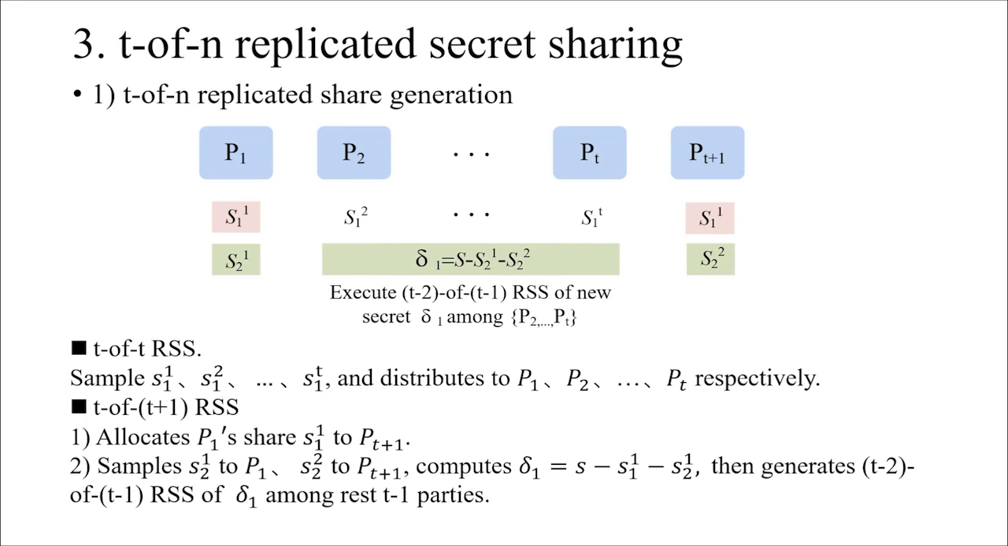There are also some scenarios that require a larger threshold, and we extend the threshold to an arbitrary number to achieve T-of-n RSS. The dealer generates shares in an incremental way like 2-of-n RSS. It starts from T-of-T RSS, then T-of-T plus 1 RSS, and so on, and finally T-of-n RSS. In T-of-T RSS, the dealer samples T random numbers as shares S11, S12, up to S1T, whose sum is the secret S, and distributes one of them to each of P1, P2, up to PT respectively.